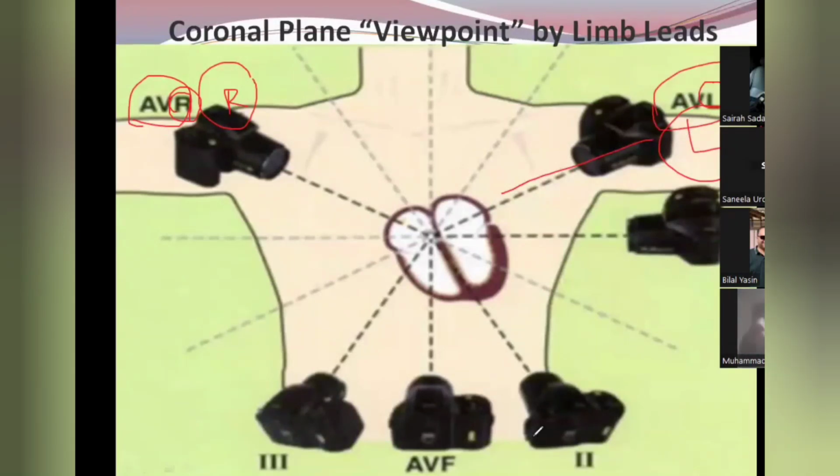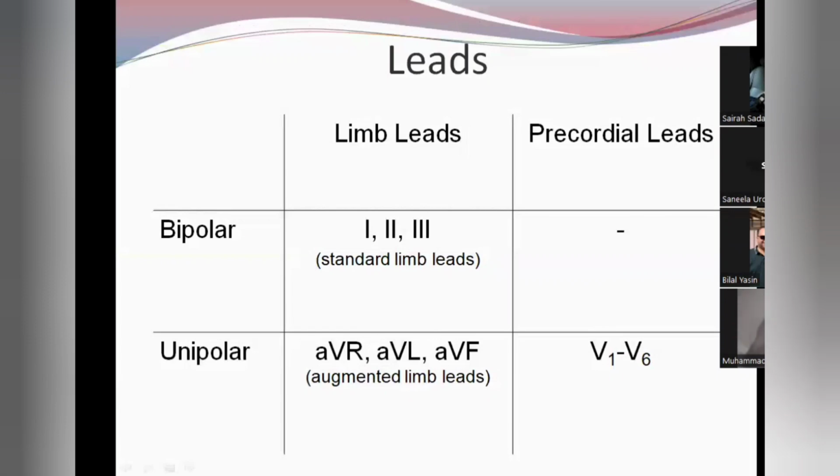Coming to the inferior or foot electrode, it's looking from the inferior side of the heart. It's recording the activity from here, so it gives you information about the AVF. These are the three unipolar leads: AVR, AVL, AVF. These are recorded by the right, left, and inferior electrodes. These are the unipolar leads.